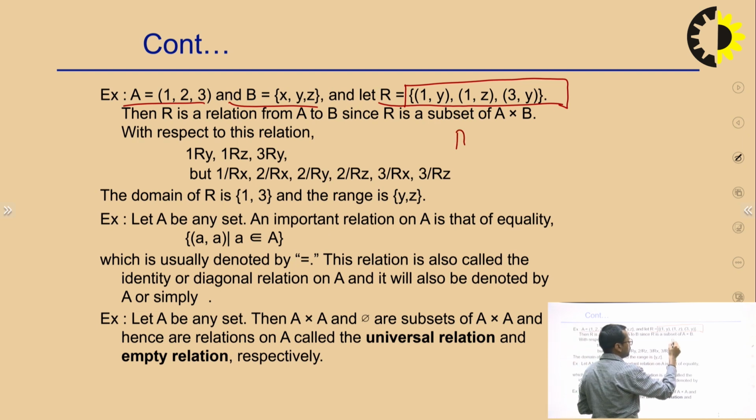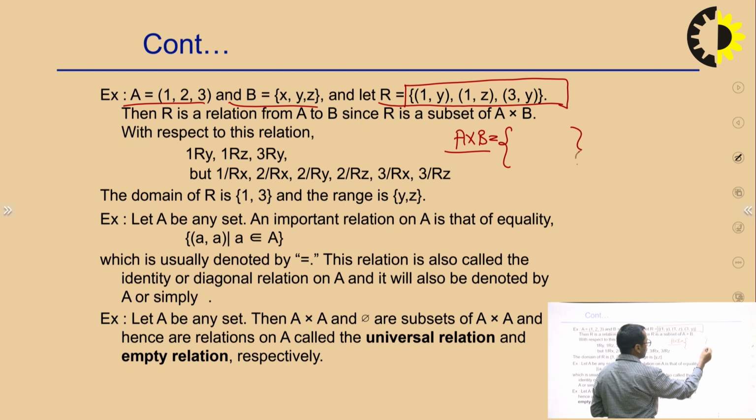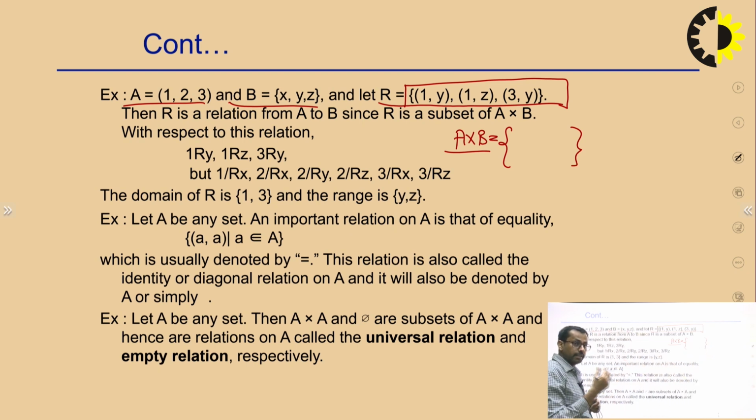Actually, these are the subsets of A cross B. The Cartesian product A cross B contains all the possible results that are shown here: 1x, 1y, 1z, 2x, 2y, 2z and 3x, 3y, 3z. So R is a subset of the Cartesian product A cross B, and we can use the terms 1 R y, 1 R z, 3 R y for these. But if they do not exist, we say 1 is not related to x, 2 is not related to x.